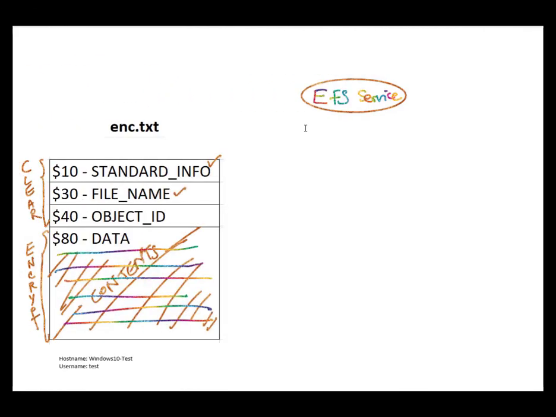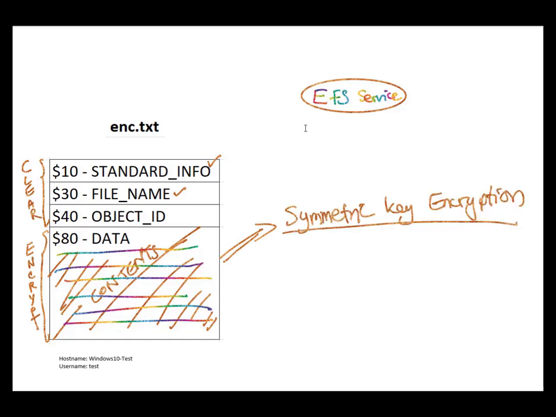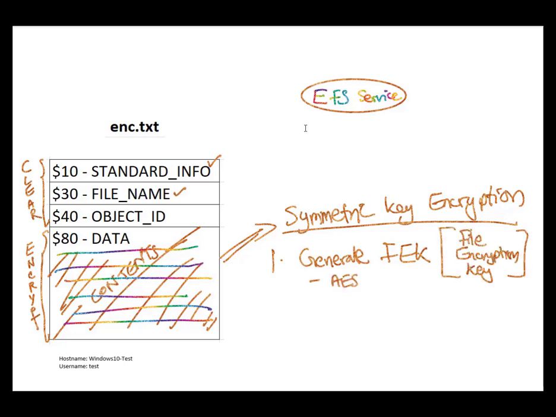An efficient way to encrypt the contents of a file is to use something called symmetric key encryption. What the EFS service does is it calls the crypto API and it generates a symmetric key. This symmetric key is also called the FEK or the file encryption key. EFS supports 2 symmetric key algorithms. Those are AES-256 and triple DES. Both these are what you would call block cipher algorithms.